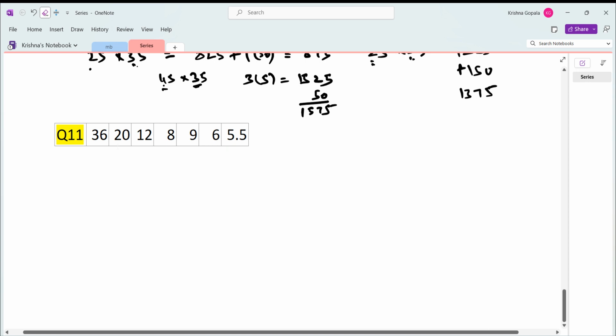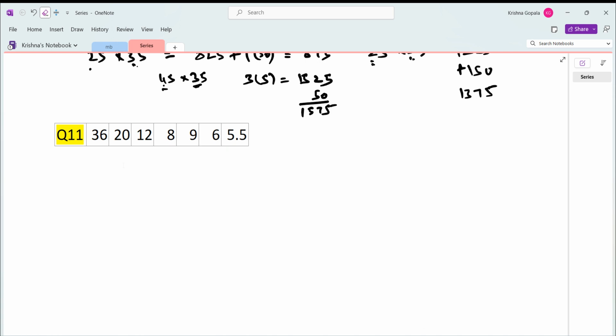This looks easy only. Okay. It looks very easy. See, there's a difference of 16. There's a difference of 8. This is a difference of 4. Ideally, there should be a difference of 2. There should be a difference of 1. There should be a difference of 0.5.